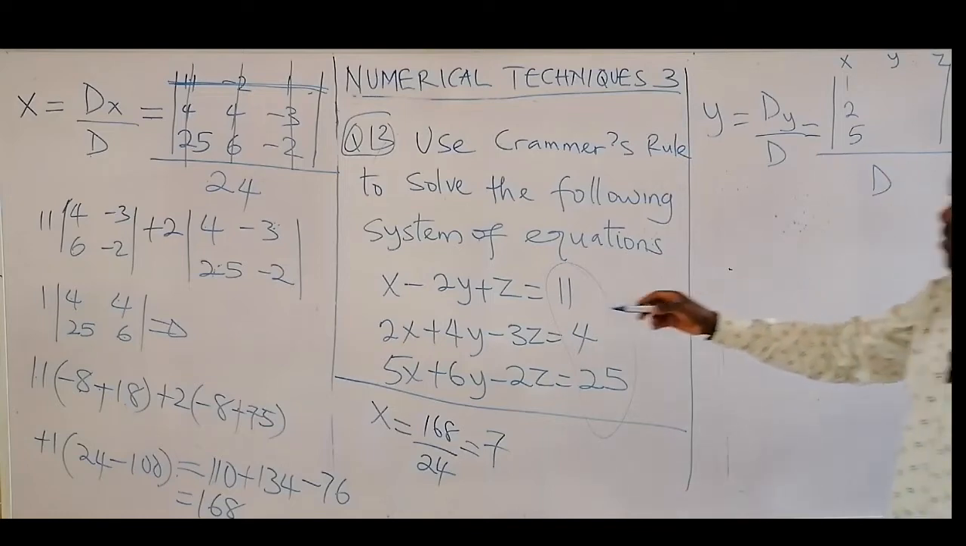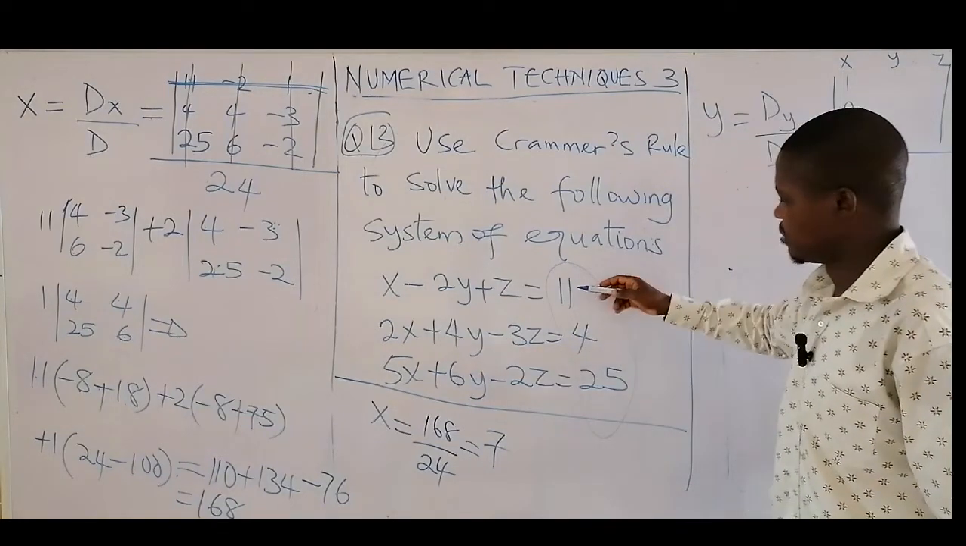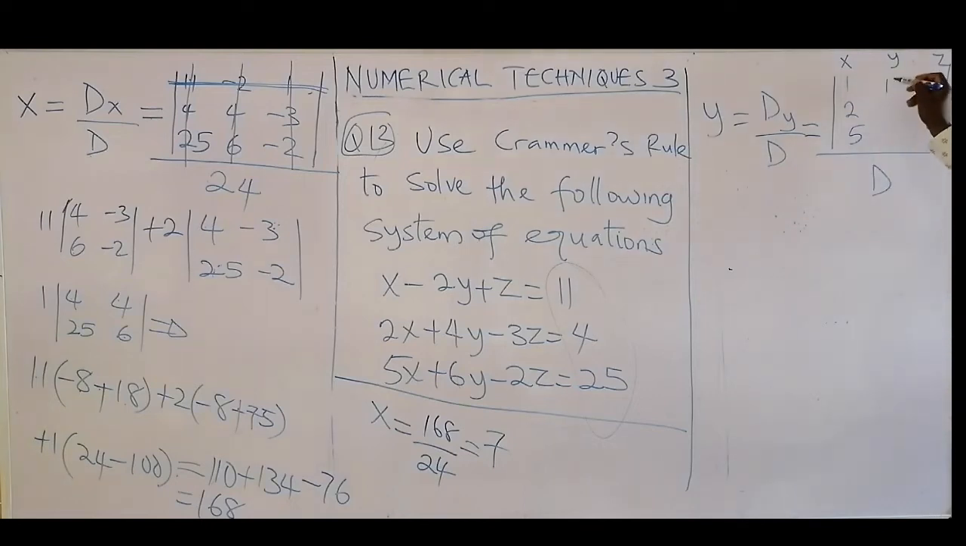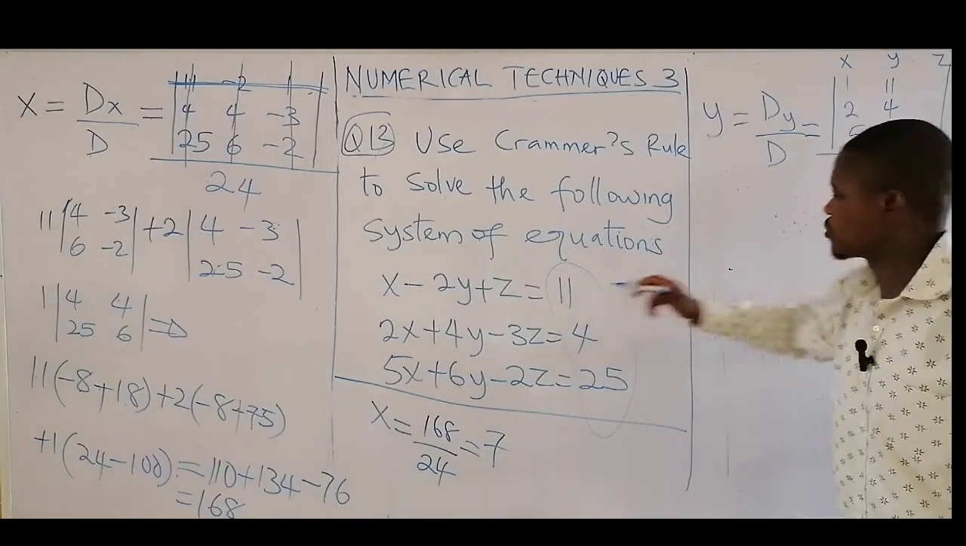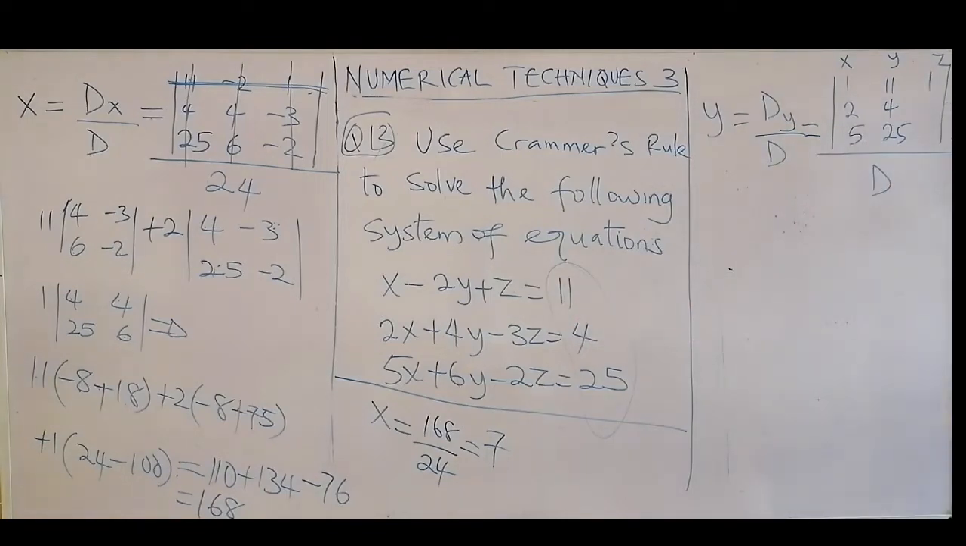So for the y variable, it will be replaced by what? 4, 11, 4, 11, 4, 25. And then for z, the coefficient is 1, 1, minus 3, minus 2.